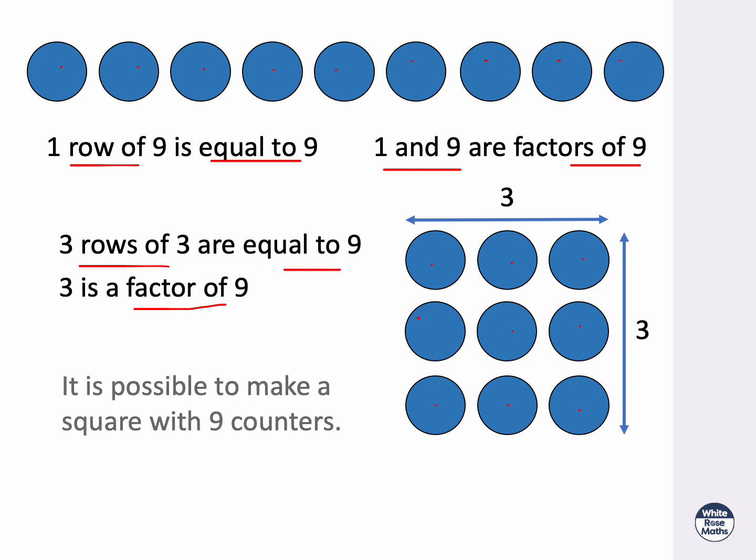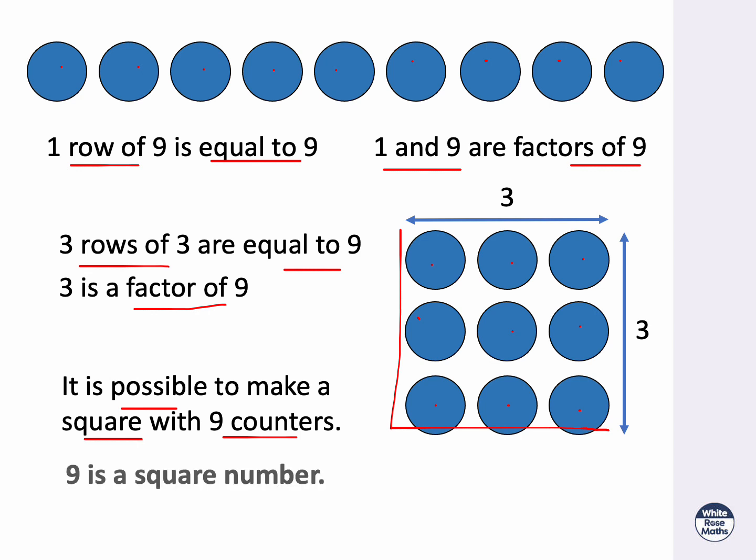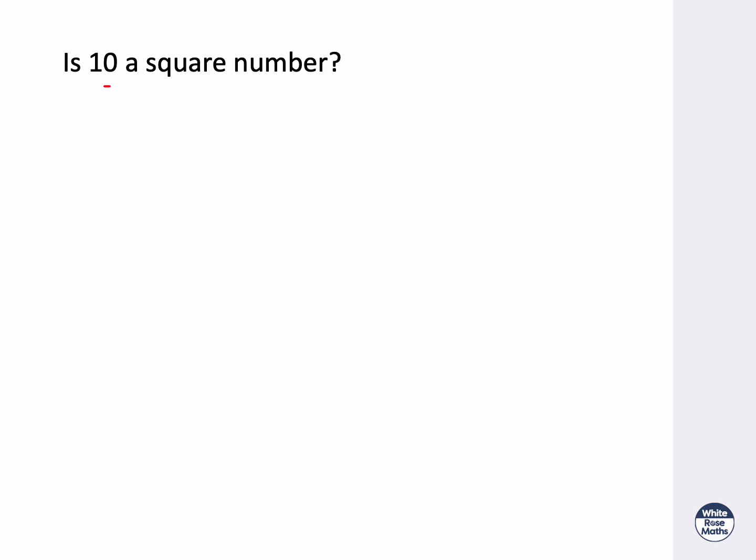So 3 is a factor of 9. So it is possible to make a square with 9 counters. Okay, so this is what I call my square. The length and the width are the same distance, okay? So 9 is a square number. Okay, is 10 a square number?